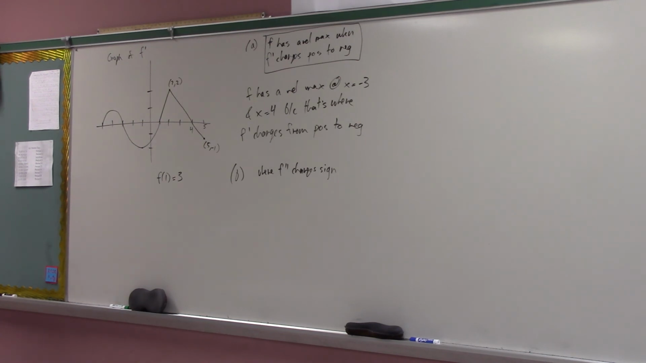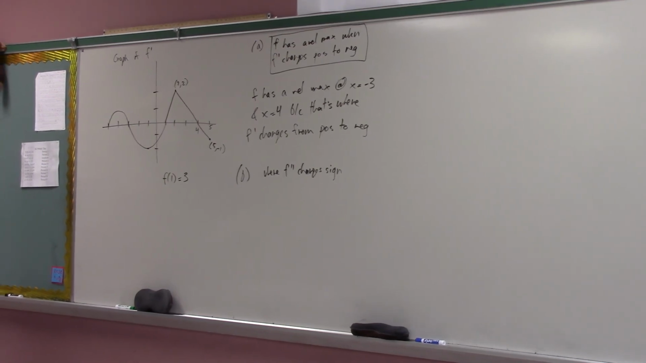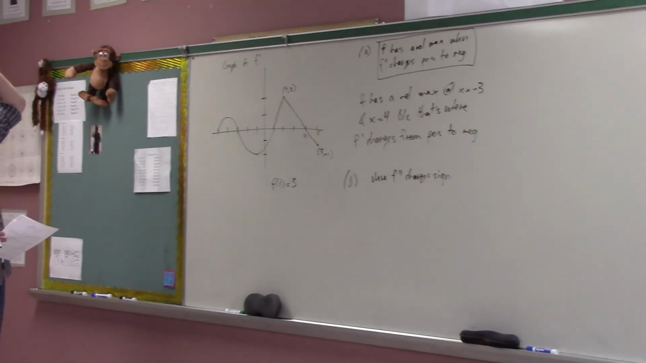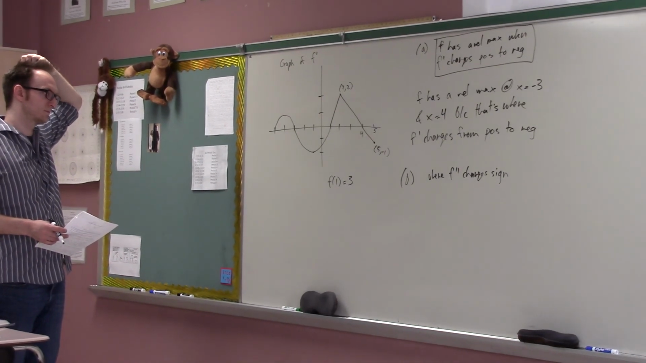Where f prime has a relative extrema. Where f prime has relative extrema, which is at x equals -4, x equals 2 and x equals -1.